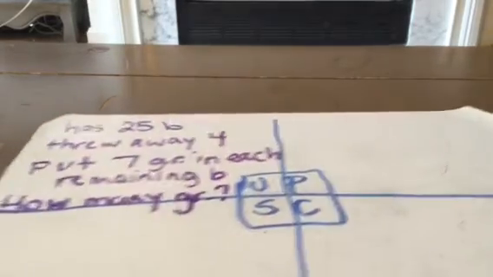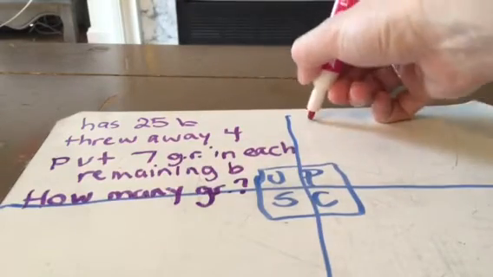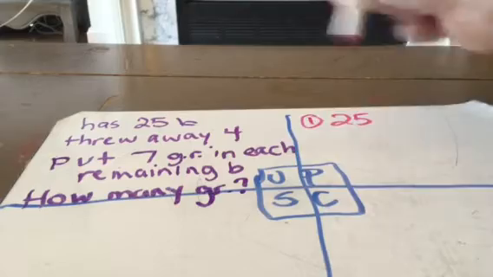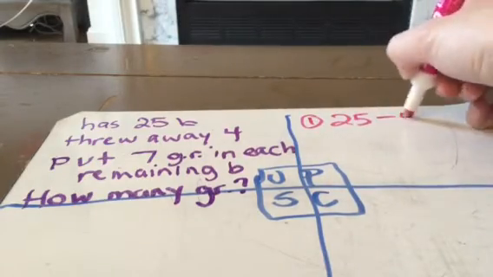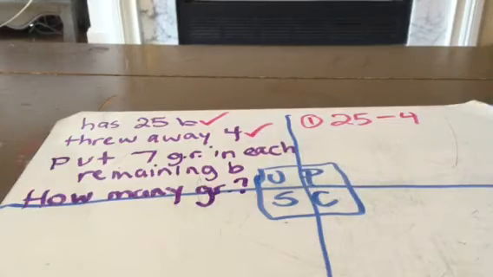So step 1, she has 25 balloons, she threw away 4. Hopefully you don't need my help with figuring out what that is. 25, threw away 4. That takes care of that information and that information. Okay, always make sure to check off your information to make sure that you don't forget to use anything or that you don't use it twice.